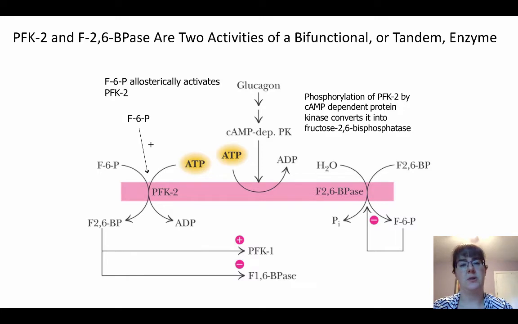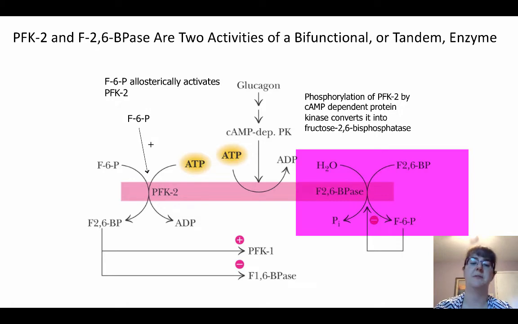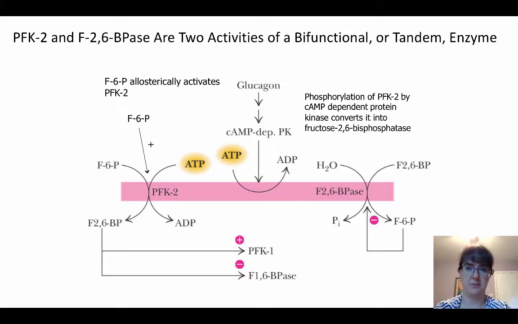In order to control that, glucagon, a signal that says that the body is low on glucose, will then activate a variety of other kinases, which will then phosphorylate this enzyme. So yes, you've got phosphates running rampant throughout this thing. So when glucagon activates that kinase reaction and this enzyme is phosphorylated, that's when we're going to have the phosphatase activity. And we're going to be breaking down that fructose 2,6 bisphosphate.